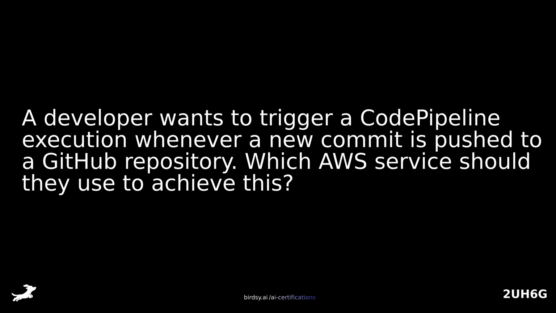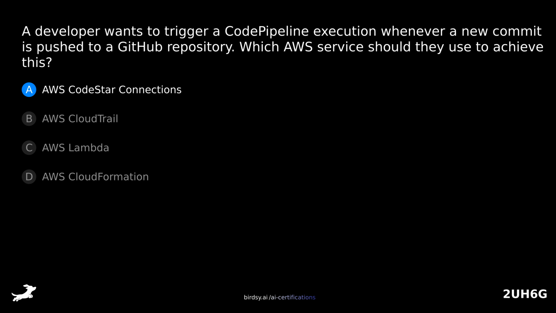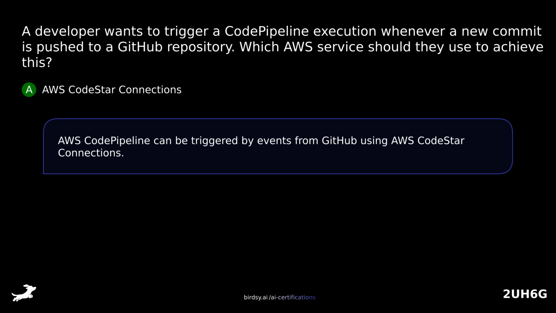A developer wants to trigger a CodePipeline execution whenever a new commit is pushed to a GitHub repository. Which AWS service should they use to achieve this? Is it A, AWS CodeStar Connections, B, AWS CloudTrail, C, AWS Lambda, or D, AWS CloudFormation? The answer is A, AWS CodeStar Connections. AWS CodePipeline can be triggered by events from GitHub using AWS CodeStar Connections.